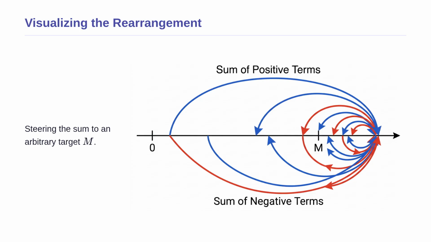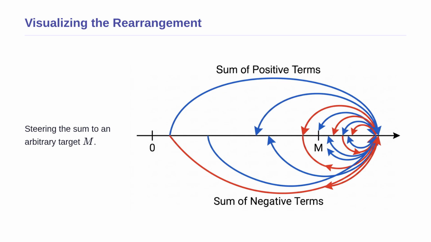As shown in the diagram, you start at 0 and want to reach the target value m. You achieve this by simply adding positive terms, moving right along the number line, until you just overshoot the target. Then you add negative terms, moving left, until you undershoot it.